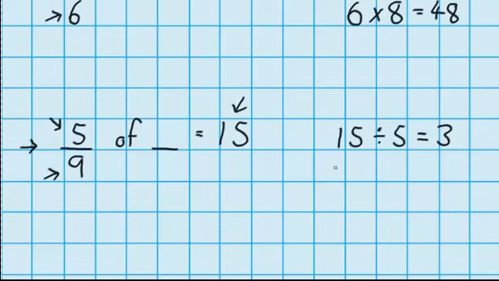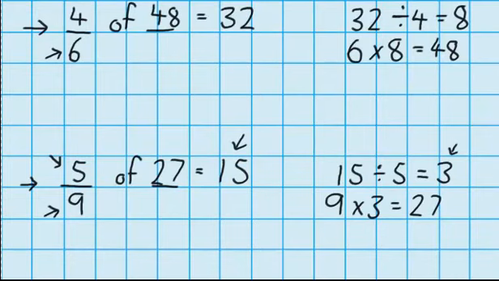Now my denominator told me that in total there were 9 groups. And we've just worked out that there are 3 fence posts in every group, so I must have 9 groups of 3. And I know 9 groups of 3 is 27. So 5/9 of 27 is 15.